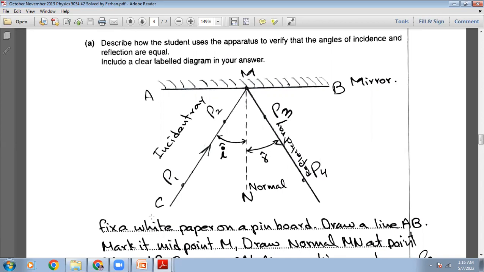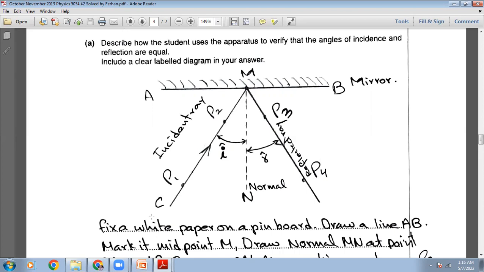Put a plane mirror with its reflecting face towards C and N, and on the line AB. And then look into the mirror from the right side of the normal, and try to look for the image of P1 and P2.